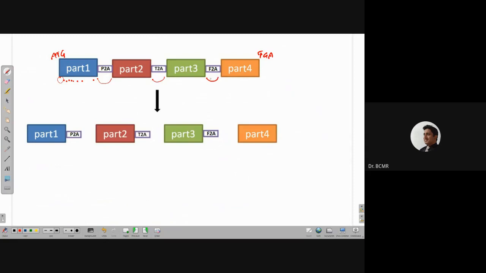We should take into account that the self-cleaving peptide, say P2A, should not interfere in the function of this part of the protein, right?